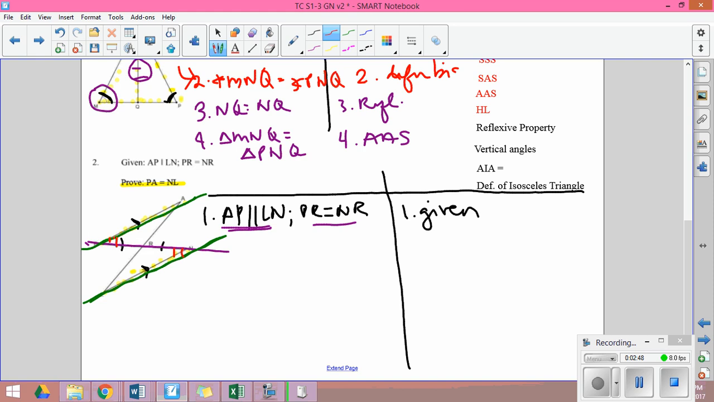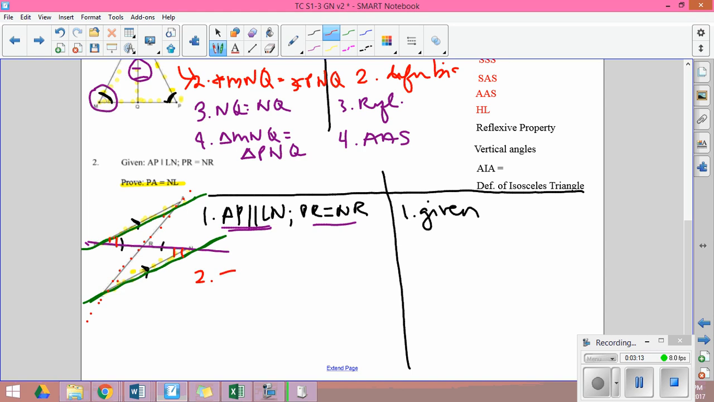And I could also use the other transversal and use these alternate interior angles. So there are 1, 2, 3, 4 different ways to prove these triangles congruent. They are all correct. So let's go with the angles that I marked.